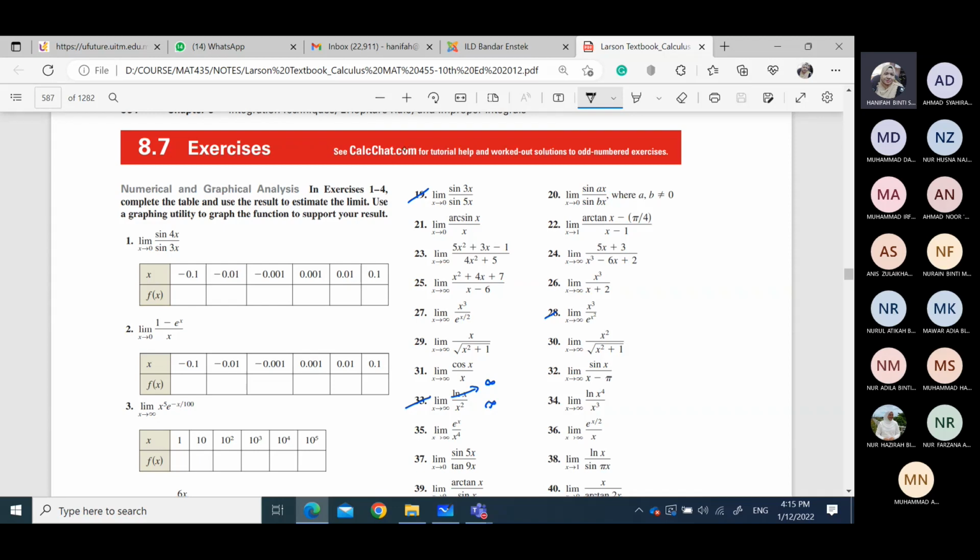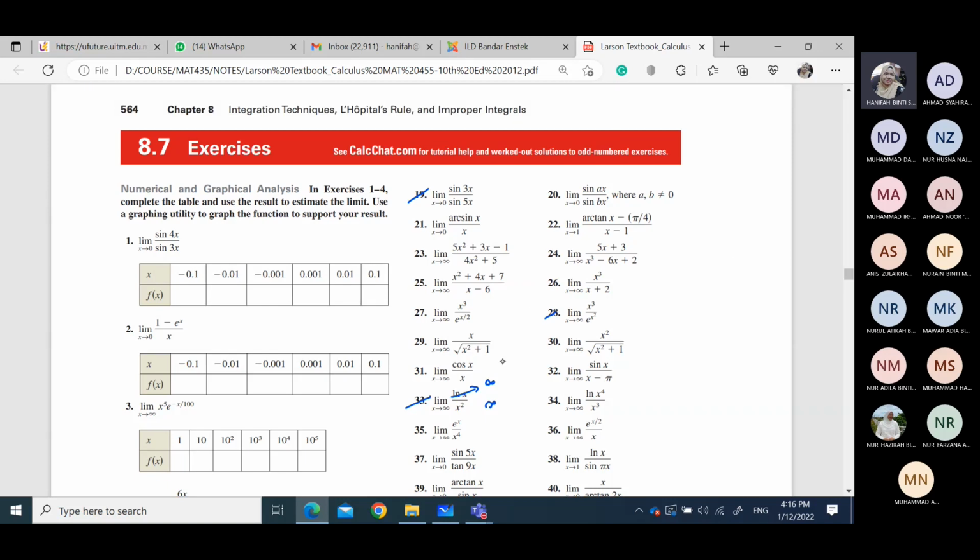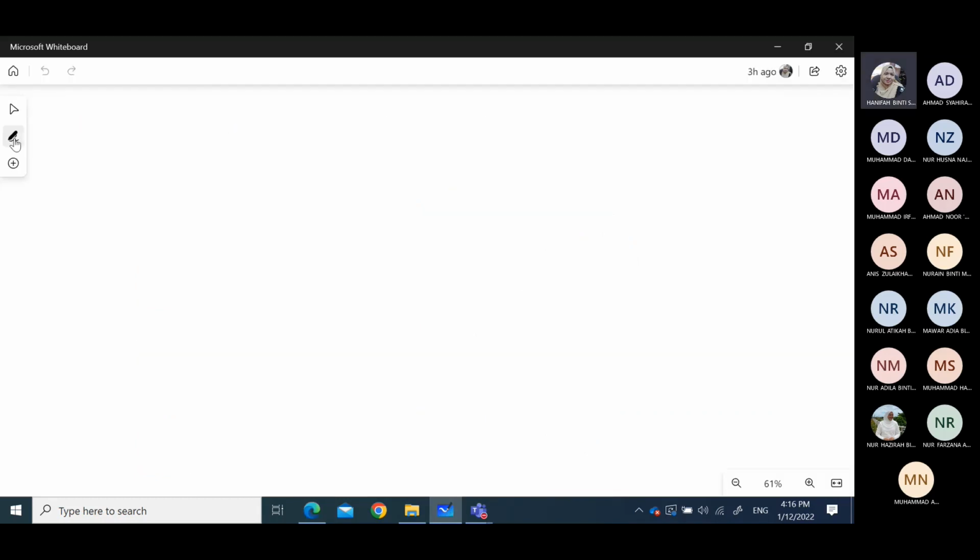Ni kita akan discuss berkenaan dengan topik limit, topik L'Hopital's rule and indeterminate form. Okay. So soalan 19: limit x approach to 0, and we have this function sin apa tu? Sin 3x over sin 5x.